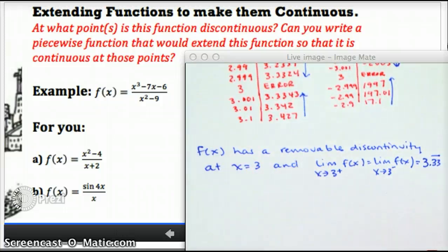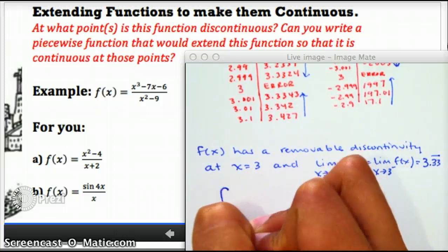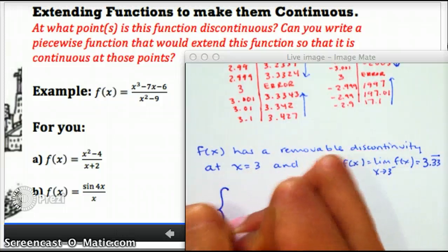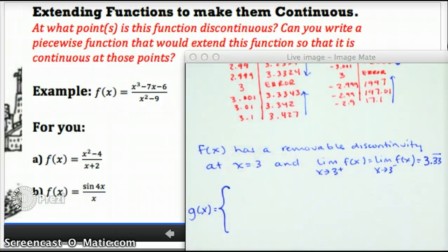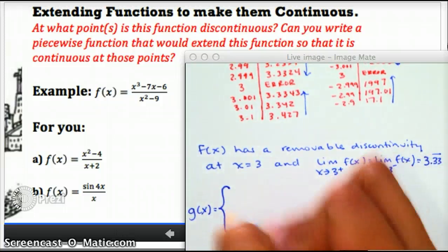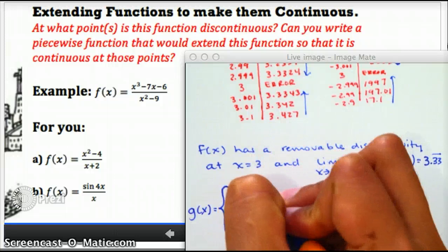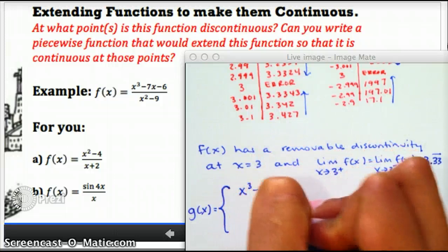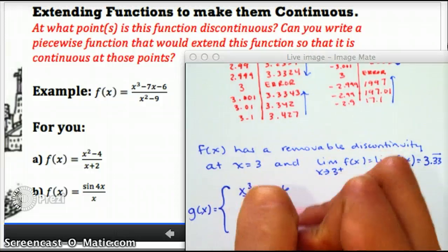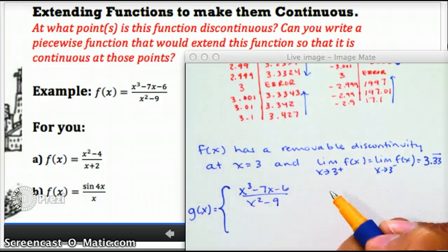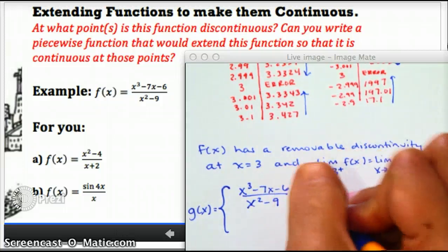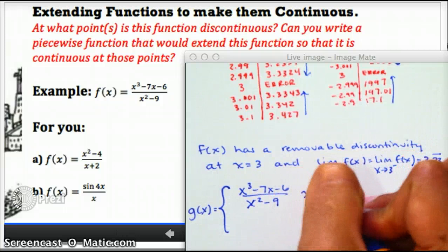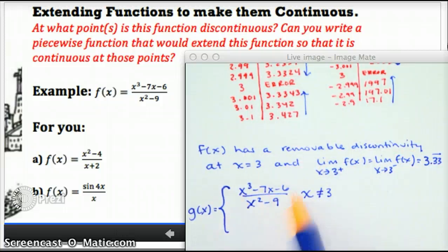removable discontinuity. Well, the whole point of being removable is that I can write a new function, and we're going to call this new function the extended function. It doesn't matter what letter you use. And basically for the extended function, we're going to use the normal function rule, which is x cubed minus 7x minus 6 over x squared minus 9. And we're going to use that rule for all x values except for 3. When x is not 3, that's going to be the function.